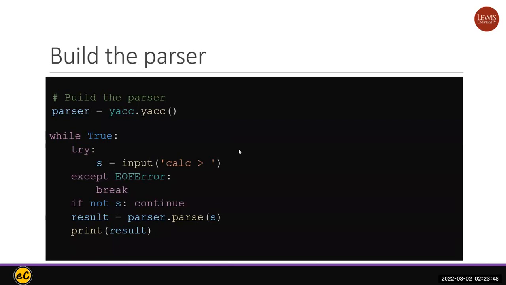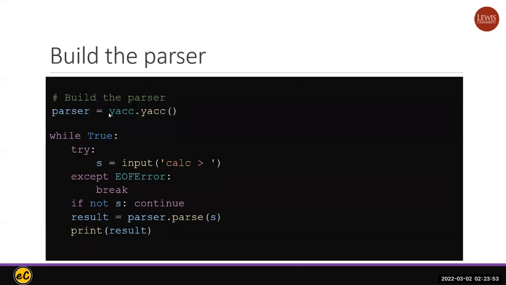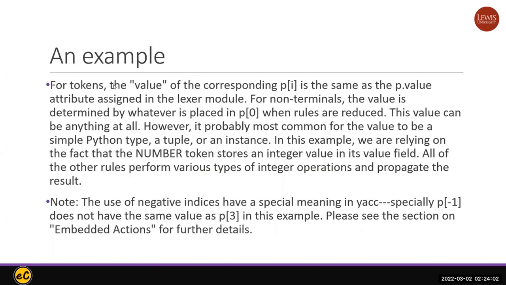Inside your function here, you actually build your p_ function. The yacc function will take it. For example, for tokens, the value of the corresponding P[i] is the same as the p.value attribute in the lexer module. For non-terminals, the value is determined by whatever is present when P0 is reduced. So it's like a bottom-up rule. The value can be anything at all.